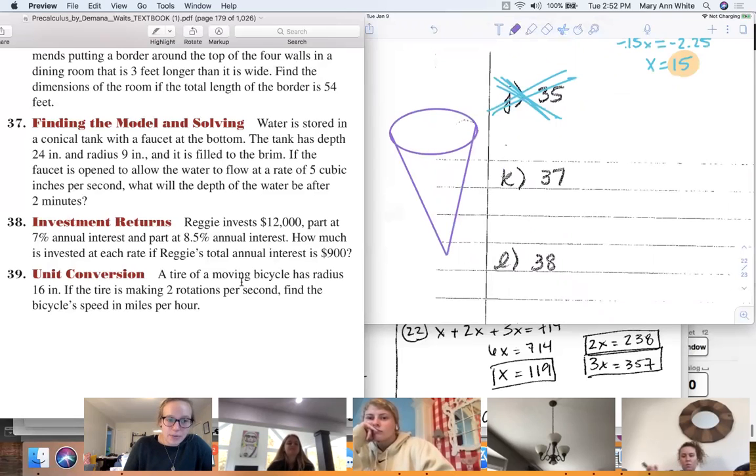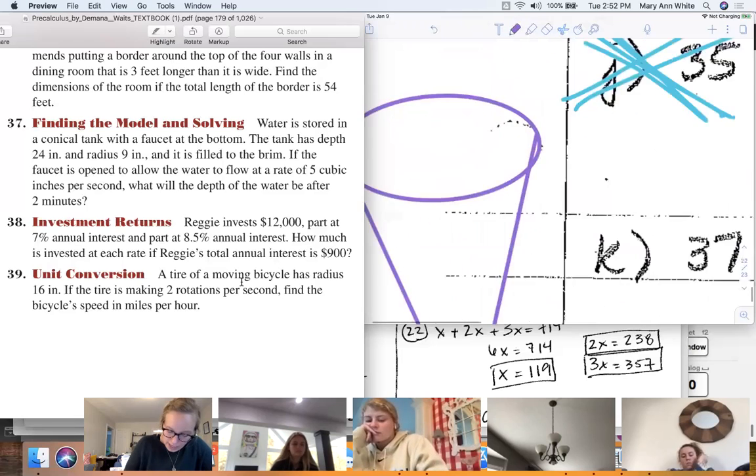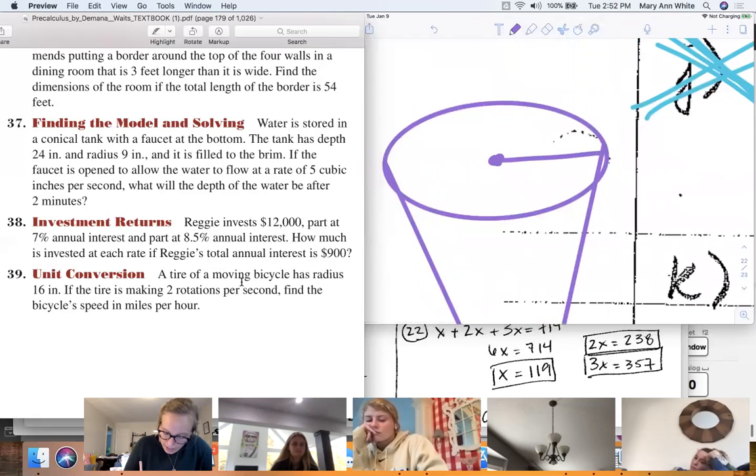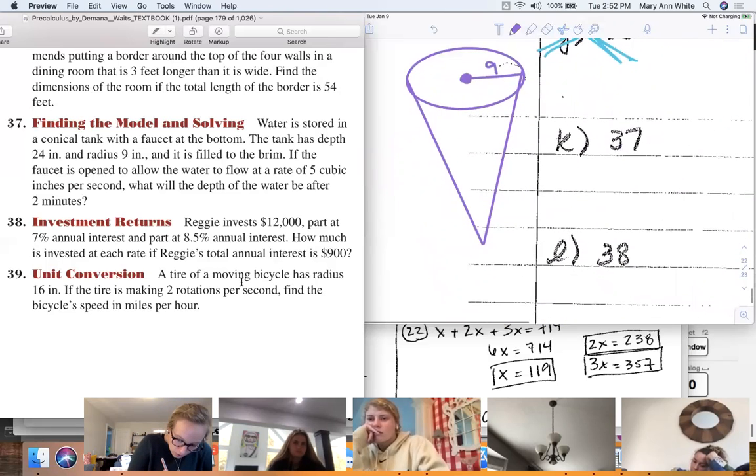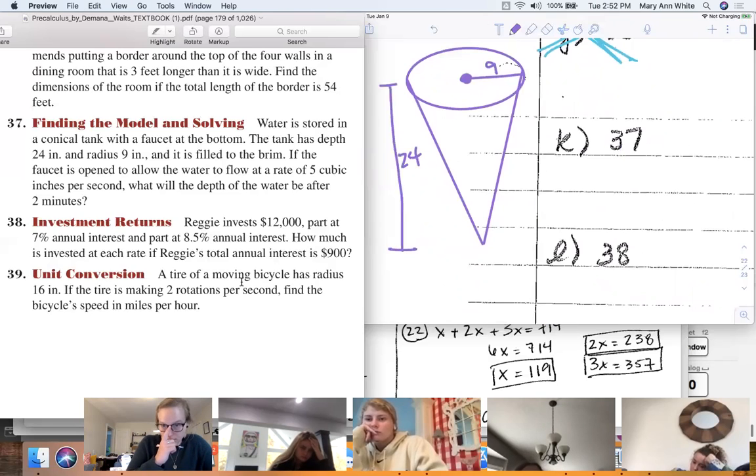It says it has a depth of 24 inches and a radius of 9. So that means the top of the cone has a radius of 9 inches. So anywhere from the center to any point on the outside, it's 9 inches. And then its depth, or if you'd rather think of it as height, is 24. So from the very top of the cone to the very bottom of the cone is 24. And it says it's filled to the brim. Okay, that's important. So it's so full of water, it's at full volume.